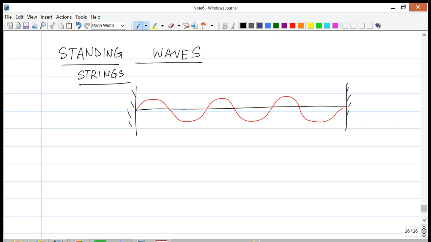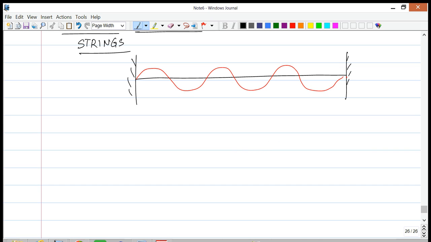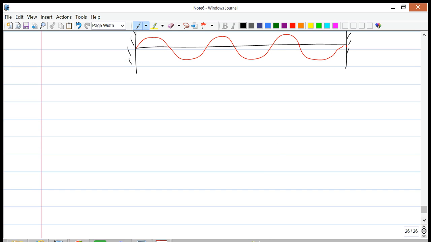Now what is observed is that for certain specific lengths, certain wavelengths of the vibrations along this string, you have something called a standing wave pattern. Essentially when you look at it, it just seems as if the wave is just there in front of you. We call it a standing wave.